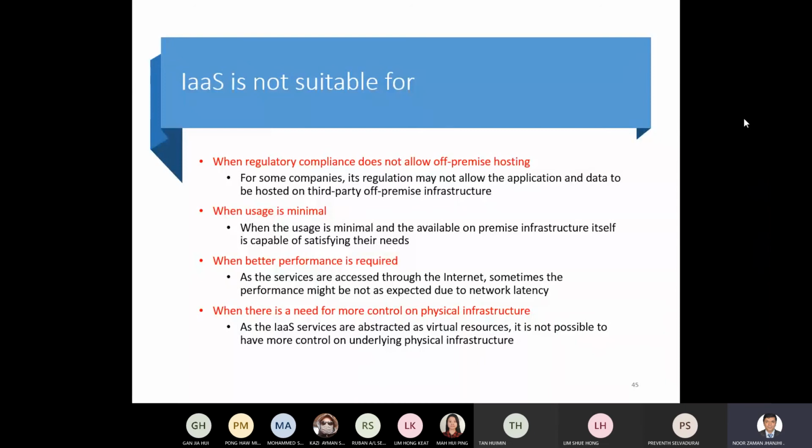Or when regulatory compliances do not allow going for this one, then it is not suitable. Whenever we require better performance, then again this is not suitable, because we are going with virtual machines, so latencies, delays and security issues will be there. And when there is a need for control, if we want to control our infrastructure physically, here we don't have physical access, only access to the virtual machines. So in that case it is not suitable.